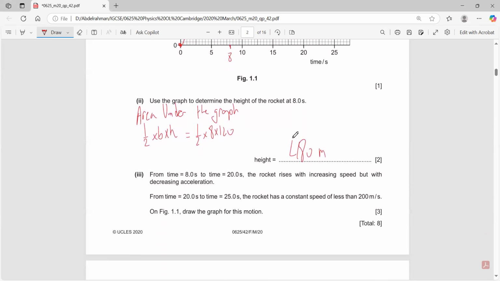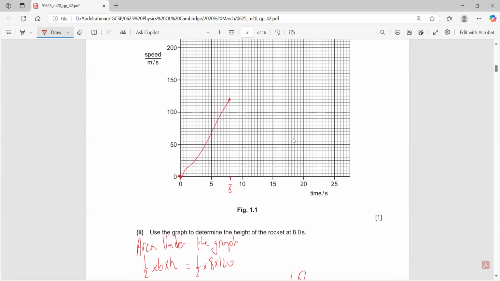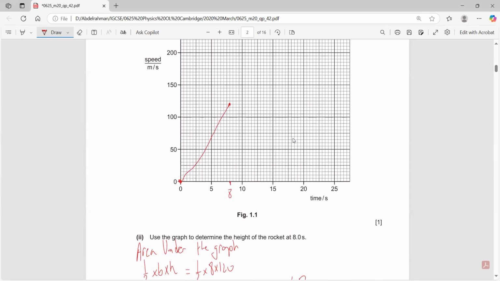From time 8 seconds to 20 seconds, the rocket rises with increasing speed but decreasing acceleration. From 20 to 25, it is moving with a constant speed less than 200 meters per second. So first of all, we need to draw the increasing speed and decreasing acceleration part. It will be a curve, right?